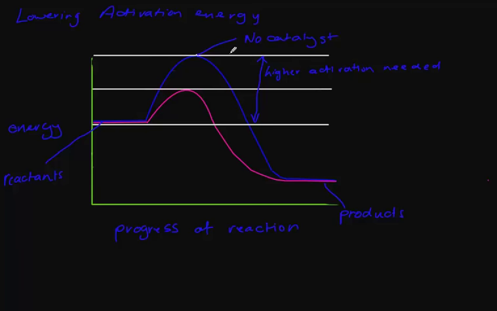So without a catalyst, the reaction will proceed, but more energy is needed. However, with the pink curve here, we can see that the activation energy is much lower, and that is because of the use of an enzyme catalyst to speed up that reaction. So we have a lower activation energy.